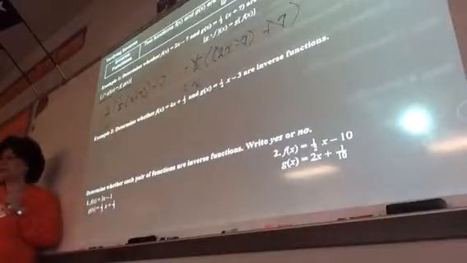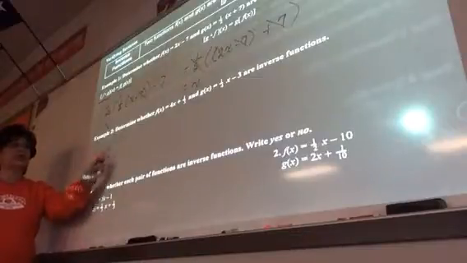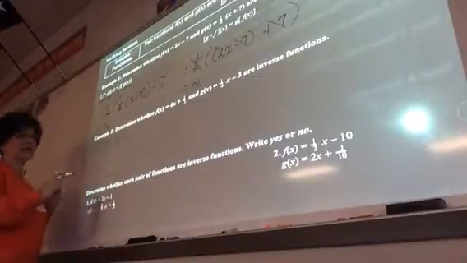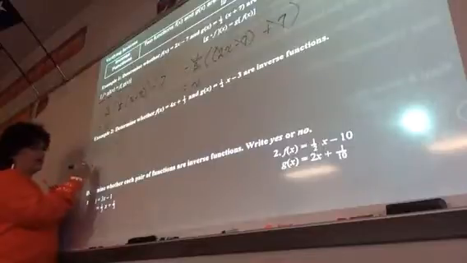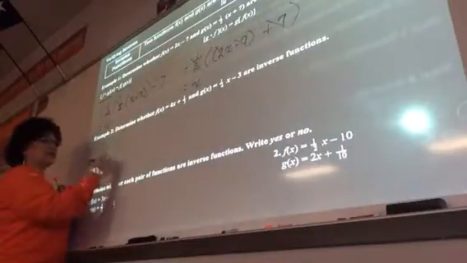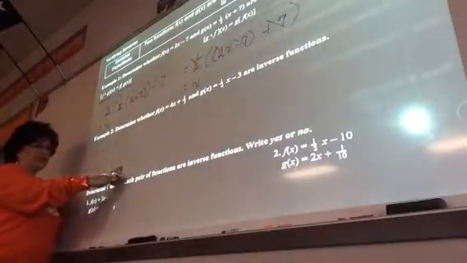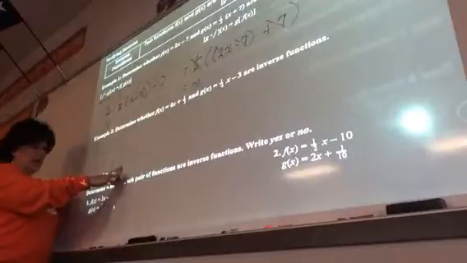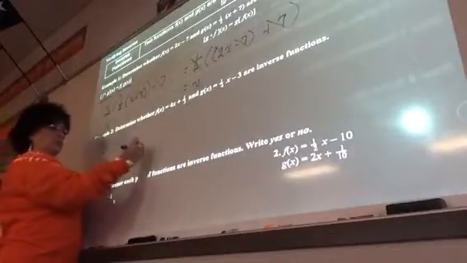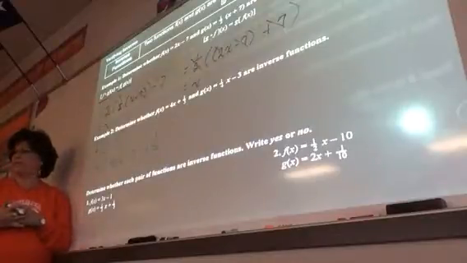Okay, example 2. Go for it. Part 1, f of g of x. So let's input the g function inside of the f function. Anybody have any questions about that?